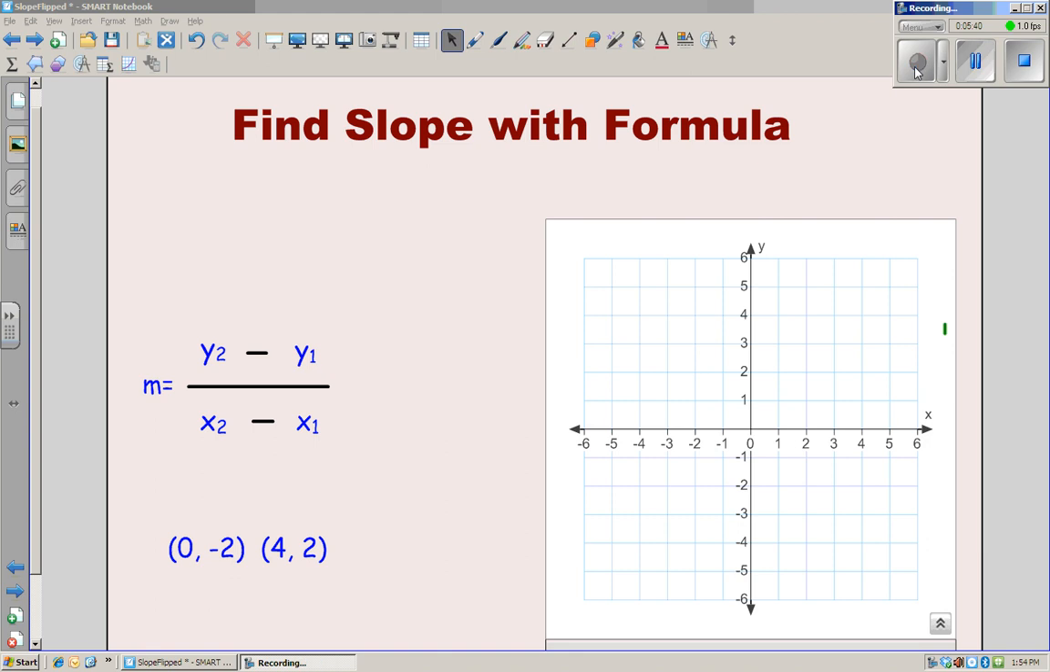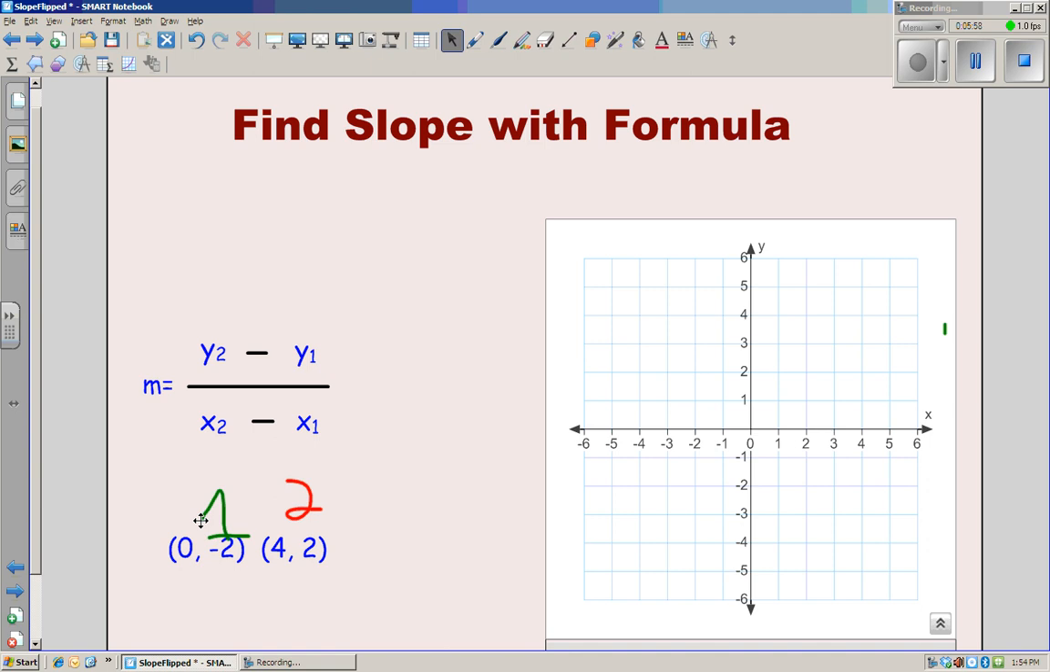In the next part of our review, we're actually going to find slope. You'll notice I gave you two ordered pairs. This is ordered pair 1, and this is ordered pair 2. I'll make sure that they're color-coded for you.